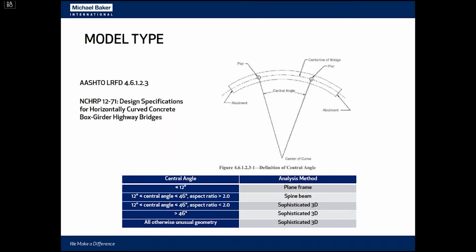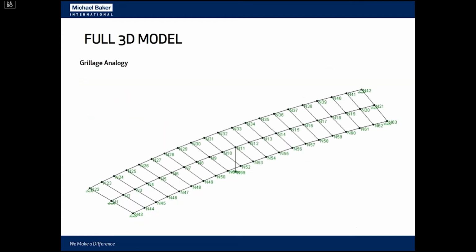Plane frame basically allows the bridge to be analyzed as if it were straight. A spine beam allows for the bridge to be modeled as one beam that represents the entire cross-section at the center line of the superstructure, with chorded beam elements around the curve. And then full 3D can take a lot of different shapes, anywhere from a simple grillage model to an all-plate model. The central angle for this bridge ranges from 55 degrees to 68 degrees from support to support. So that puts us squarely in the category of sophisticated 3D model, which rules out our simple plane frame and spine beam options.